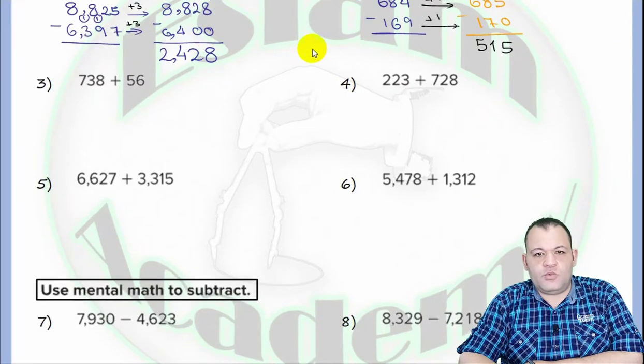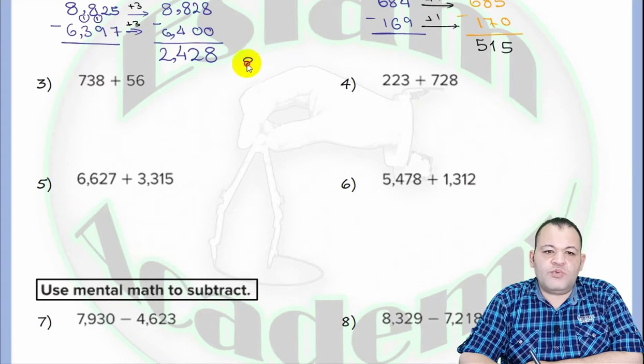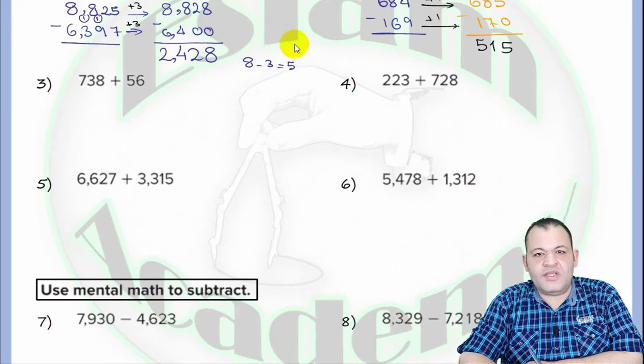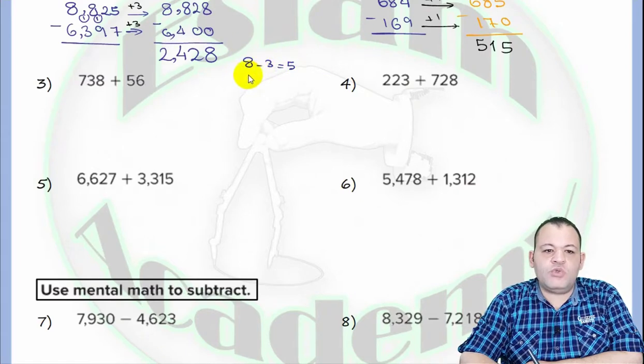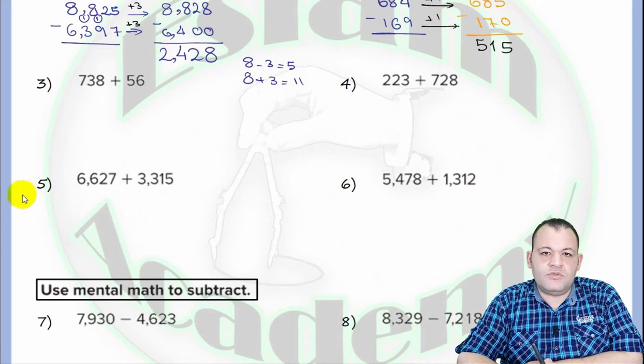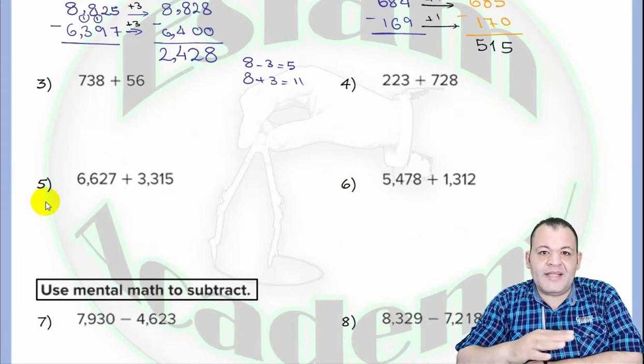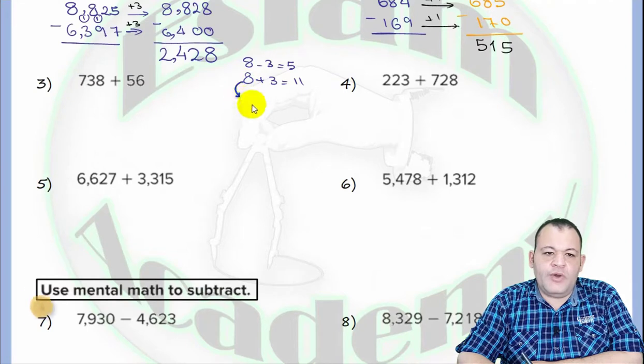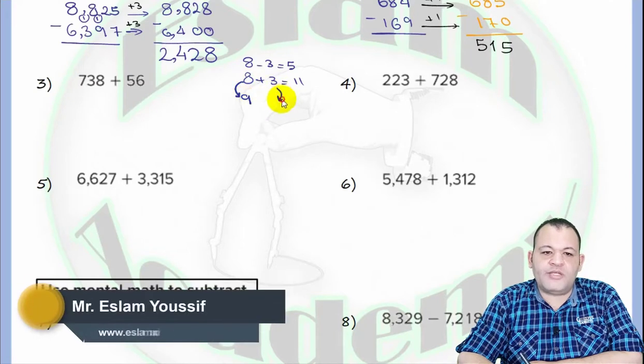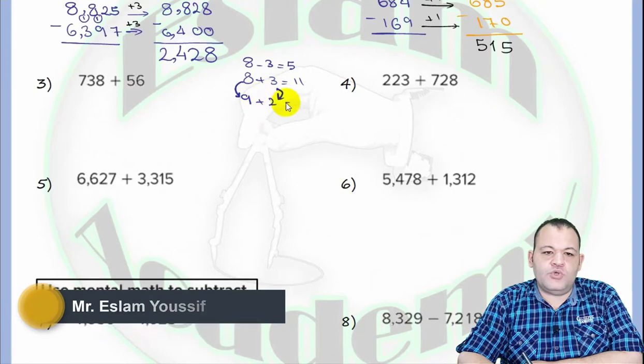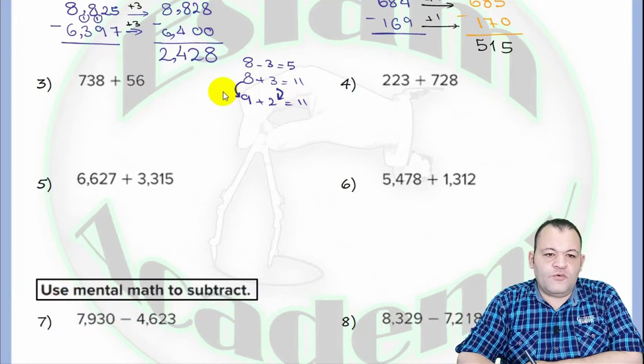For addition, we will follow another way. If you look at the difference between 8 and 3, it will be 5. By adding the same number, you will find the same difference. But if you add the two numbers, 8 plus 3, you will find 11. To keep the answer equal to 11, you need to add to one term and subtract the same number from the other. So if you add 1 to 8 to be 9, you need to subtract 1 from 3 to be 2 to make the sum equal 11.